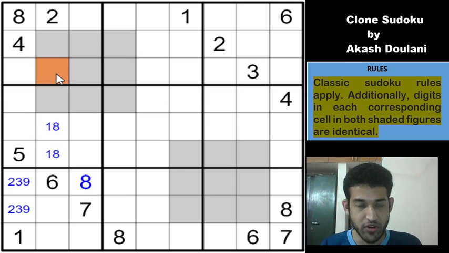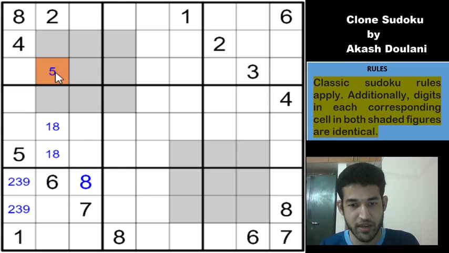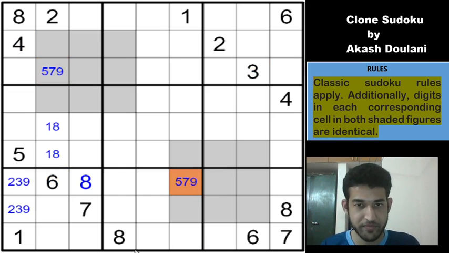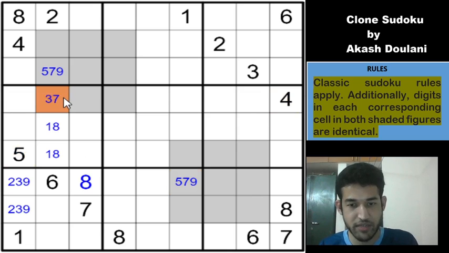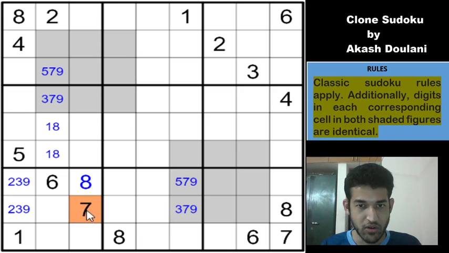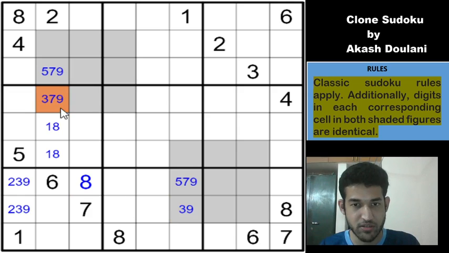Okay. So if you look at this cell, it can't be 1, 2, 6, 8. Can't be a 3 or a 4. So this is going to be 5, 7 and 9. So correspondingly this cell will also be 5, 7, 9. And this can't be 1, 2, 6, 8, 4 and 5. So this is going to be 3, 7, 9. Which means this will be 3, 7, 9. Oh, you have a 7 in row 8, which means this is not a 7 and this is not a 7.